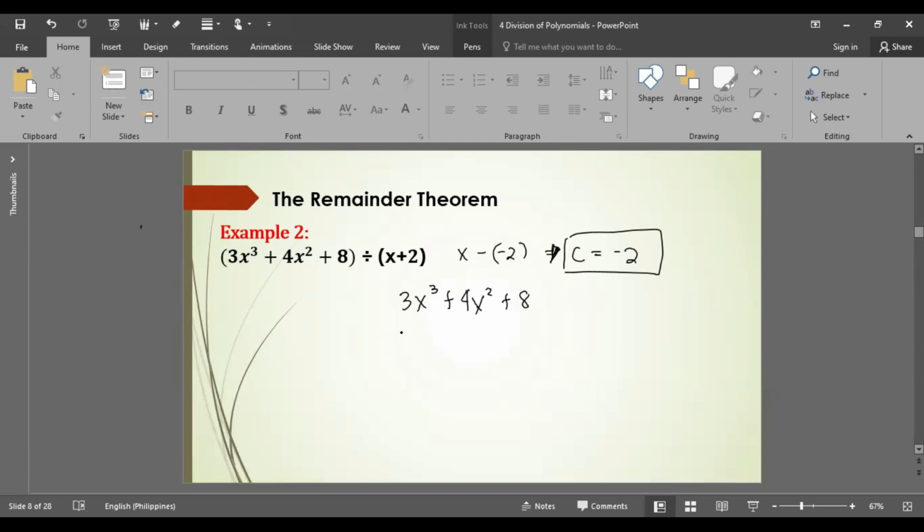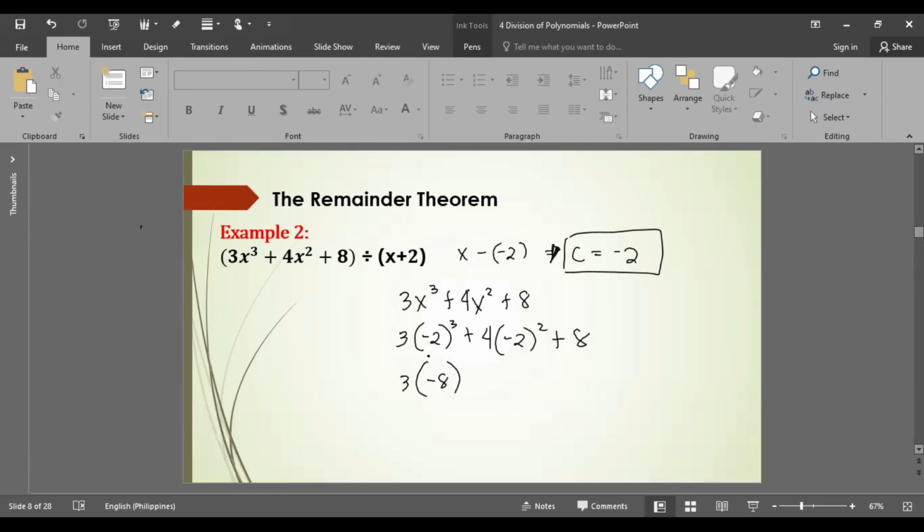So, we have to replace this variable by negative 2. So, let's try. 3 times negative 2 raised to 3 plus 4 times negative 2 raised to 2 plus 8. We have to simplify first this. Negative 2 raised to 3, we get negative 8.